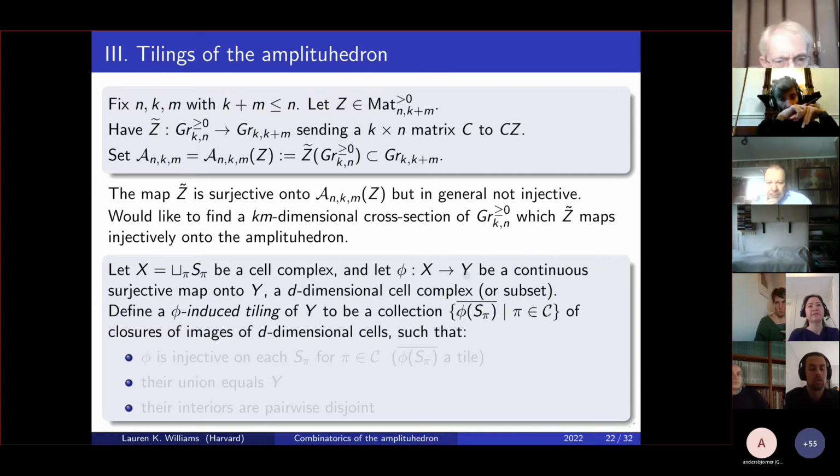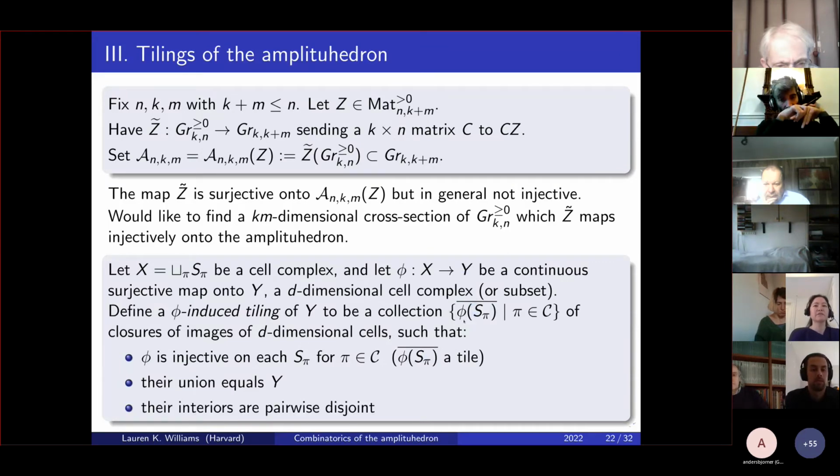So we're going to take some d-dimensional cells of X and look at their images under phi. Take the closure, and we want these closures to have the property that phi is injective on the cells in X. In other words, this thing is what I would have called before a tile. We also want the union of these things to equal Y, and we also want the interiors of these things to be pairwise disjoint. So it's a way of partitioning Y into pieces which come from appropriate dimensional cells of X.